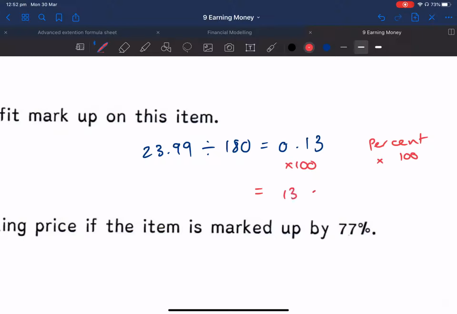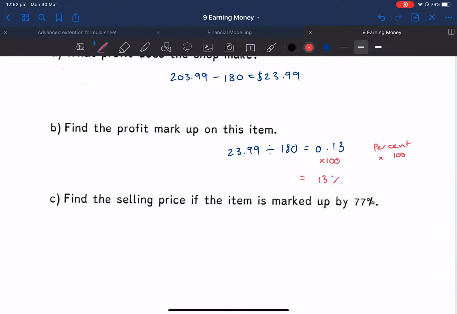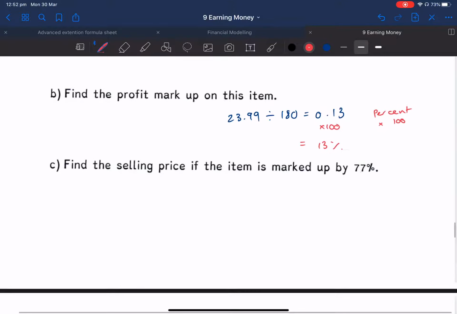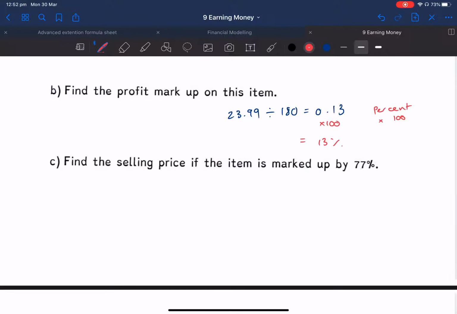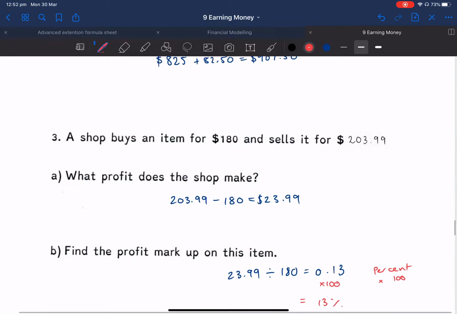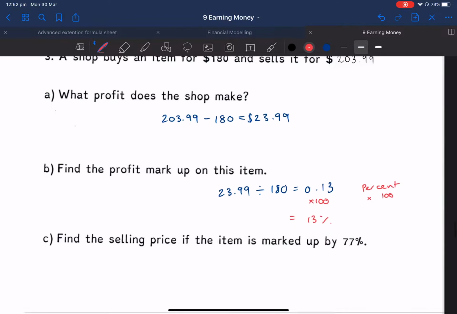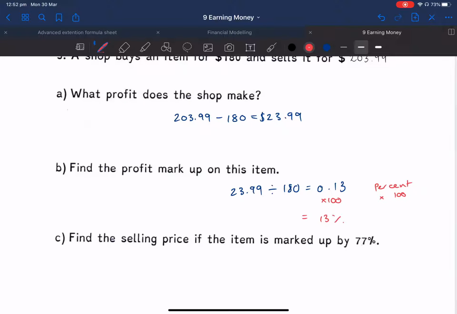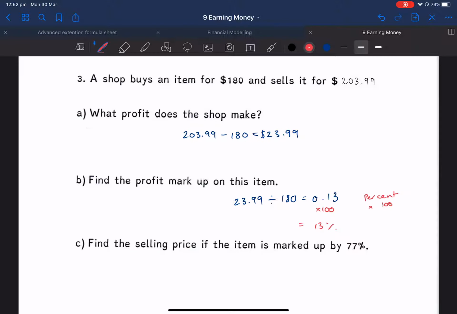And so I should get a 13% markup. Okay, that's the profit markup. That's the percentage it's gone up by. So then for part C, we're going to find the selling price. So a new selling price, not this 203, okay, if the item is marked up by 77%. So that's going to be a significant amount more.